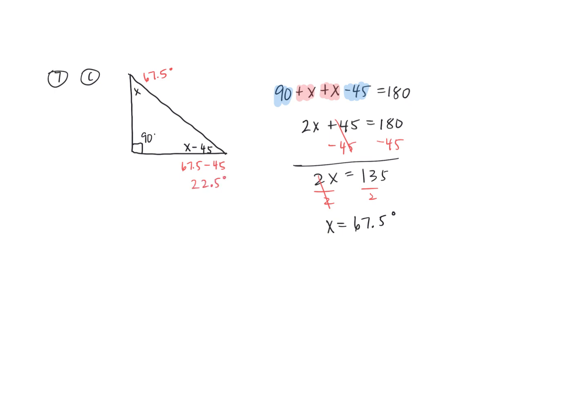So it asks for all 3 angles of the triangle. You would need to give me 67.5, 22.5, and the given 90. You can either highlight them on your test, or you can write them all down and box them in. So 67.5 degrees, 22.5 degrees, and 90 degrees would be the 3 angles of the triangle.